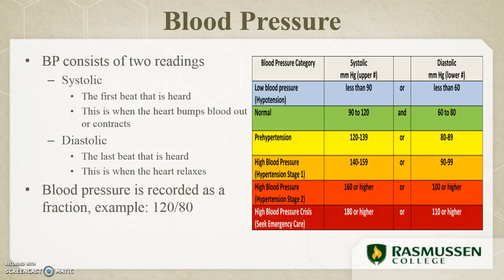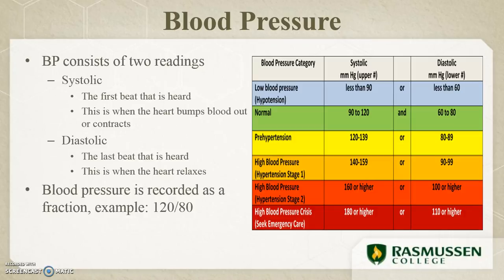And there are two key pieces of equipment that you really need to help you obtain a blood pressure. First would be your stethoscope. Obviously, you need that to be able to hear the patient's heartbeats. And a sphygmomanometer, or a blood pressure cuff.